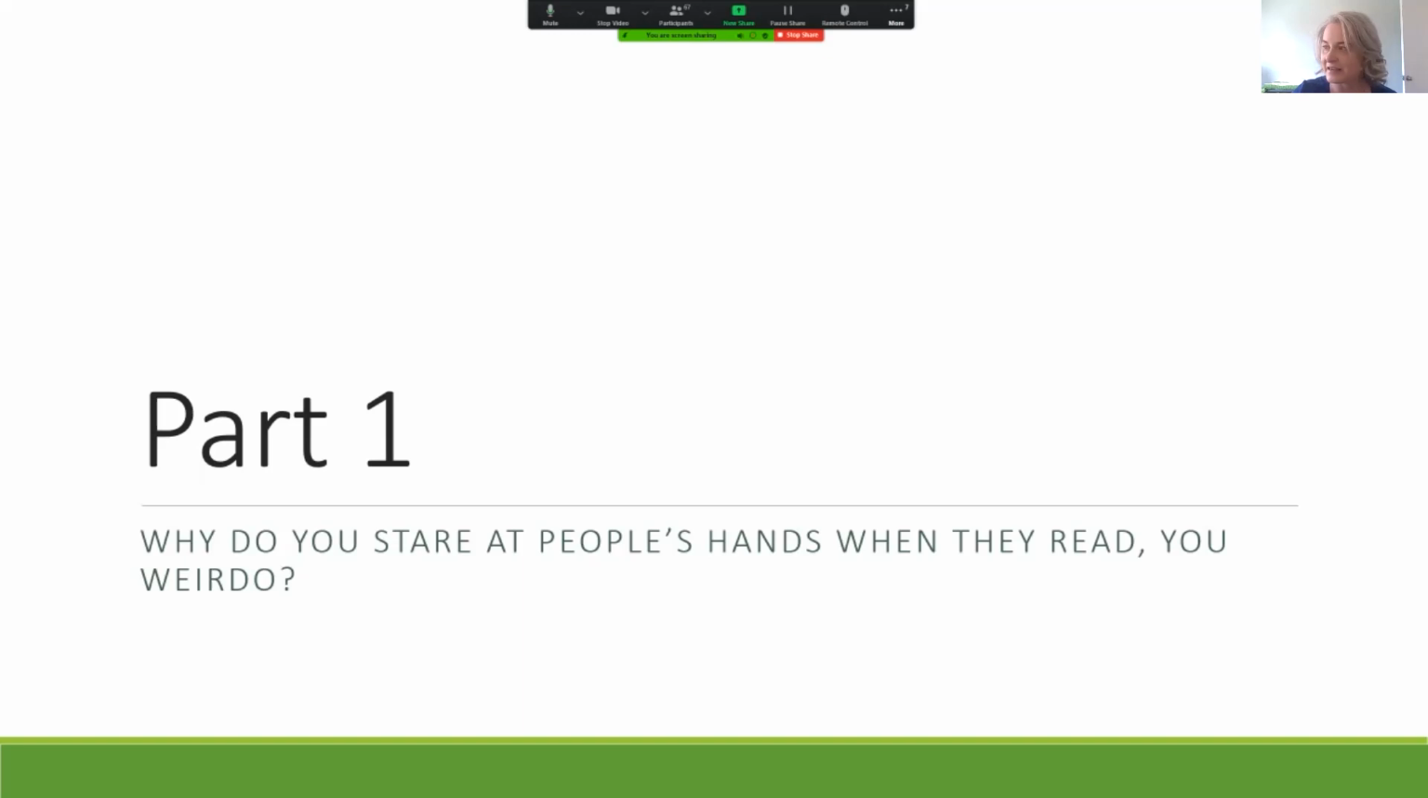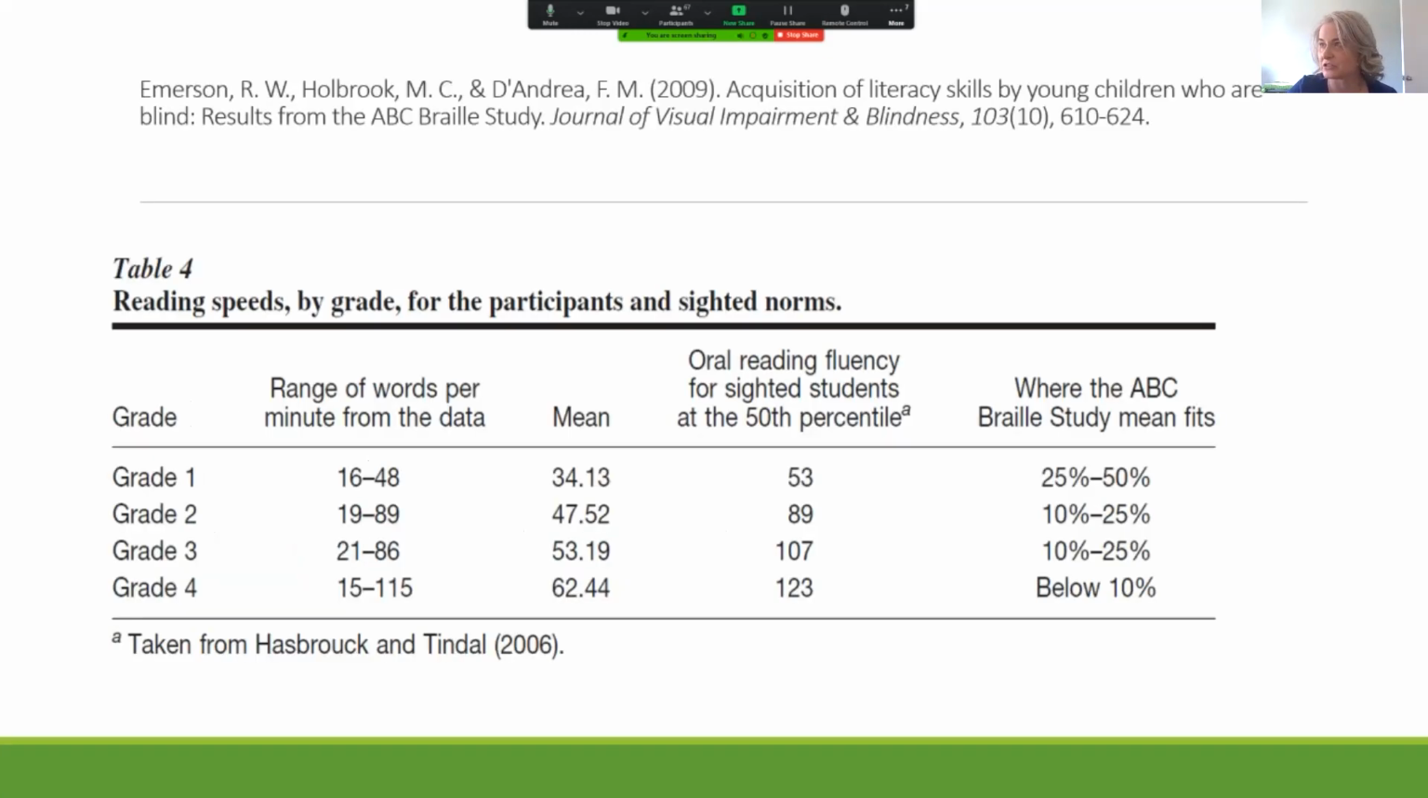So I guess it is a little bit weird, but I love watching people when they read Braille because the way they move their hands tells you so much. Okay, so let's dive right into the big why. Why on earth would I spend from 2007 up till now staring at people's hands when they read Braille?